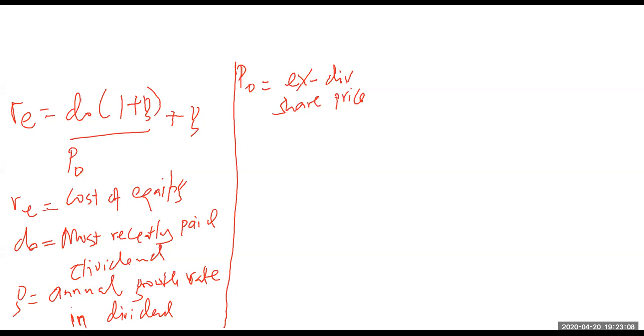Therefore, if you remember that the cost of equity is equal to D naught times 1 plus g, divided by P naught, plus g. Now, if you observe here, we have D naught times 1 plus g. It is possible for us to replace D naught times 1 plus g using this formula, because it is the same. The cost of equity therefore will be equal to D1 divided by P naught, plus g. And that's how we have ended up with this formula.